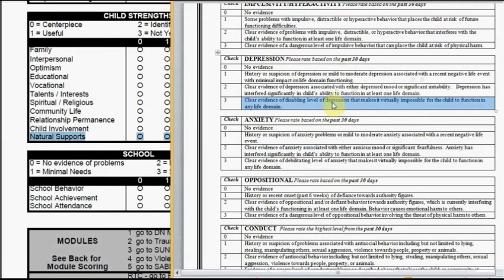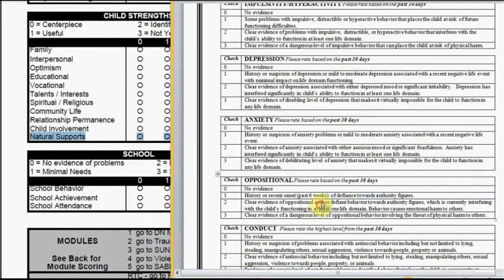And with 3, the depression is disabling, and it makes it virtually impossible for the child to function in any life domain. Similarly or equally with anxiety, it's debilitating to the point that it makes it virtually impossible for the child to function in any life domain. With the oppositional 0, no evidence. 1 is history or recent onset in the past 6 weeks of defiance towards authority figures. So the history can be as recent as the past 6 weeks. And what we need is defiance towards authority figures of all the criteria of oppositional.